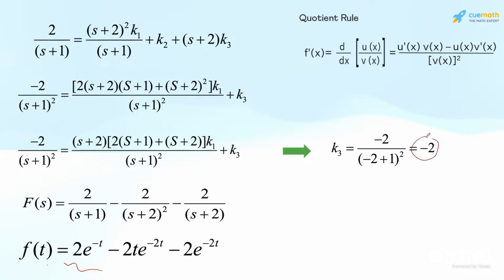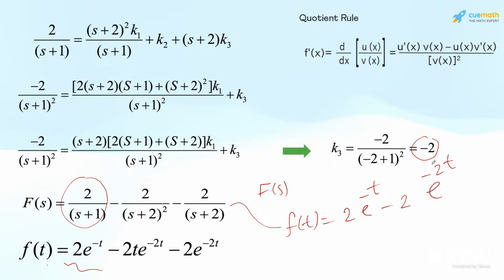So now k3 equals minus 2. So we can just write our function as f of s equals 2 divided by s plus 1, minus 2 divided by s plus 2 squared, minus 2 divided by s plus 2. If we need to convert this into time, f of t will be, the first term here, 2 exponential minus t, minus 2 exponential minus 2t, but remember this one is a square, and when it is a square, you need to multiply it by t. Minus 2 exponential minus 2t.